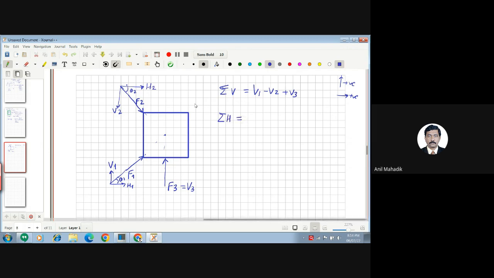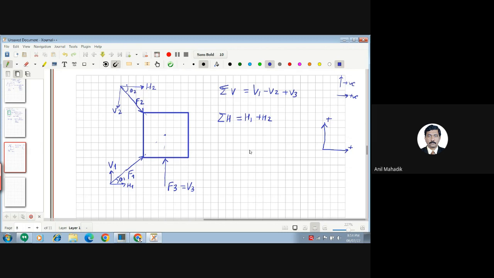So what will be the horizontal forces? Summation of horizontal forces. H1. Let's say this is our assumption of positive forces. This is also plus, this is also plus. So H1 is plus, right? H2 again plus. And is there any H3? No, sir. Because it is purely vertical.